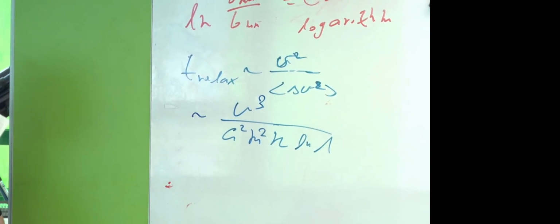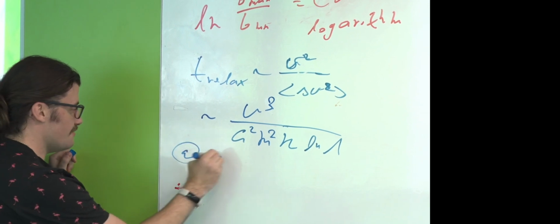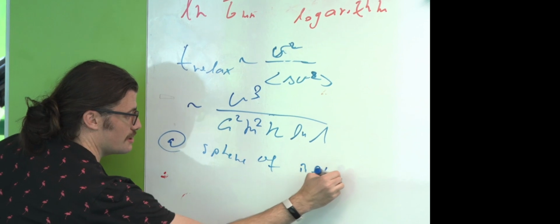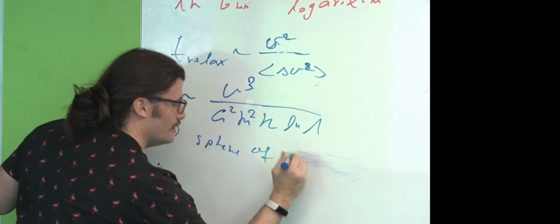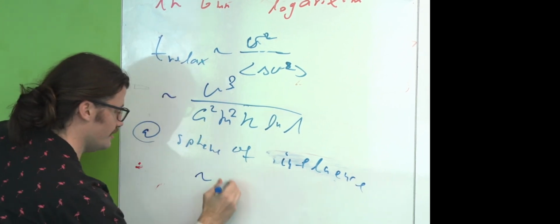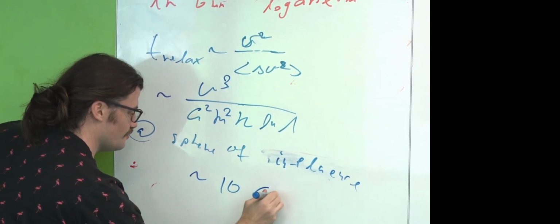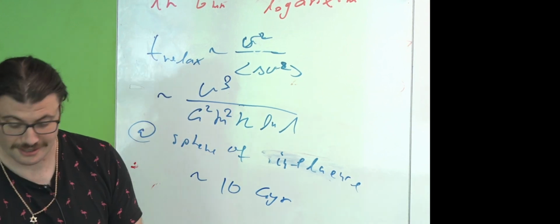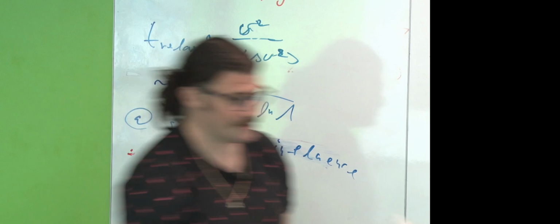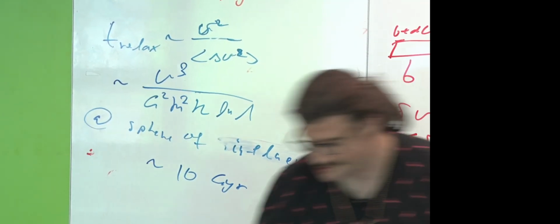And at least at the sphere of influence, it is roughly 10 gigayears, give or take, at least for our galactic center, which means that it is very long, and this is related to the loss cone.